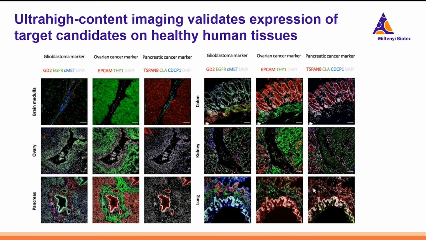So EGFR was expressed in most healthy tissues, and CMET was expressed in pituitary gland, thyroid, lung, kidney, and heart. The pituitary gland and thyroid are not shown here, but this is EGFR and CMET expressed in the lung and in the kidney, in green and blue.